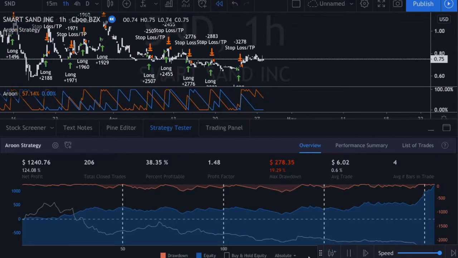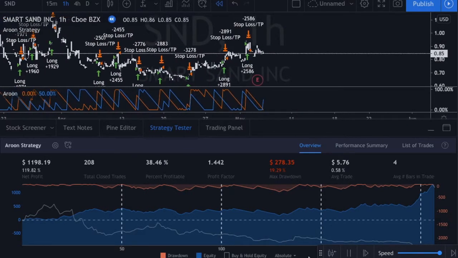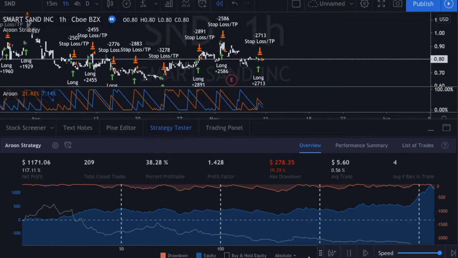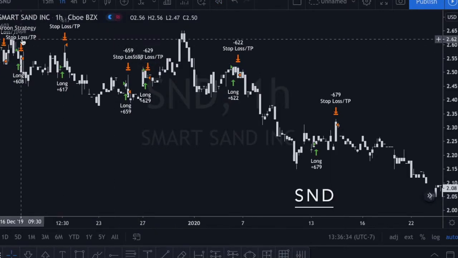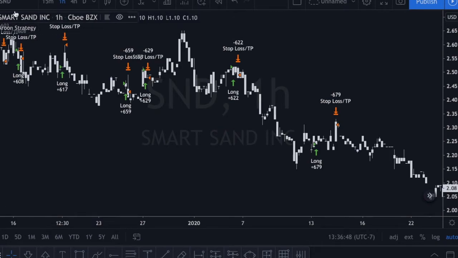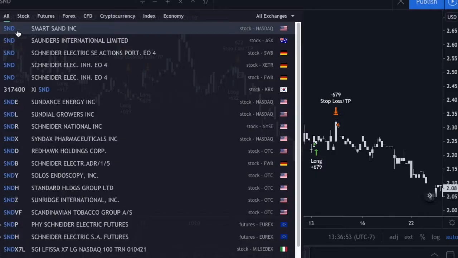Hello everyone, thank you so much for being here. My name's Osiris, and today's strategy we're going to be focusing on the 1 hour SND chart using the Aroon indicator. SND is a stock chart that stands for Smart Sand Incorporated. If you're on TradingView, come up here, type in SND, and it should be the first one that pops up. SND, Smart Sand Incorporated, stock NASDAQ.